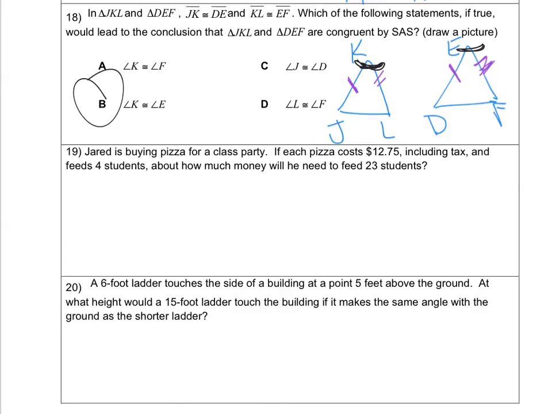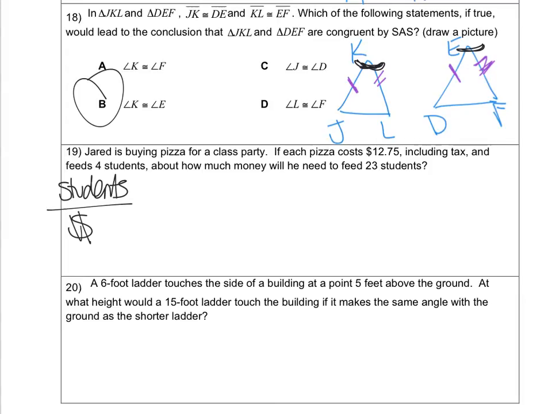Okay, number 19, we're going to jump into proportions. It says Jared is buying a pizza for a class party. It says if each pizza costs $12, including tax, and feeds 4 students, about how much money will he need to feed 23 students? So write out what you are comparing first. So we are comparing students, and we are comparing the cost of it. Okay, if you write it out, you can't mess it up.